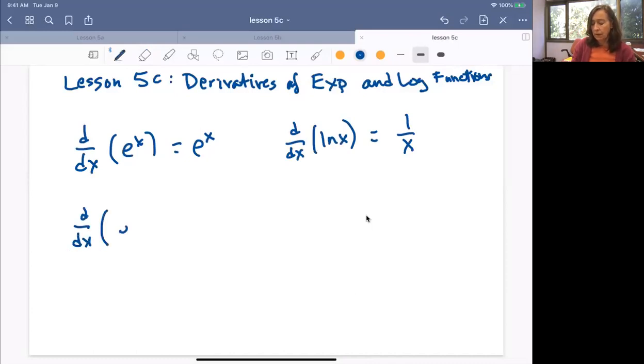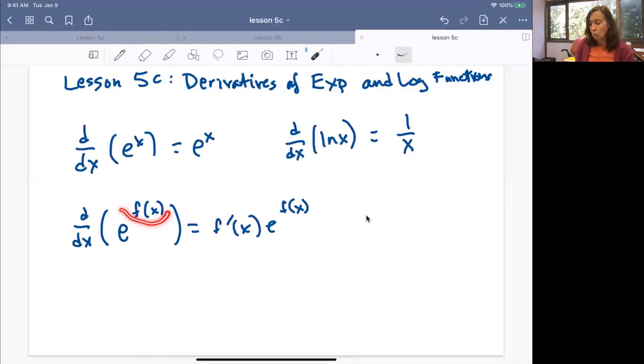So if we have the derivative of e raised to some function of x, we've got something fancier up there in the exponent than just x. It's just the derivative of the inside times the derivative of the outside. So the chain rule idea here is this is e to the, we could call it y here, and that is just e to the y times the derivative of y with respect to x. So derivative of the inside times the derivative of the outside.